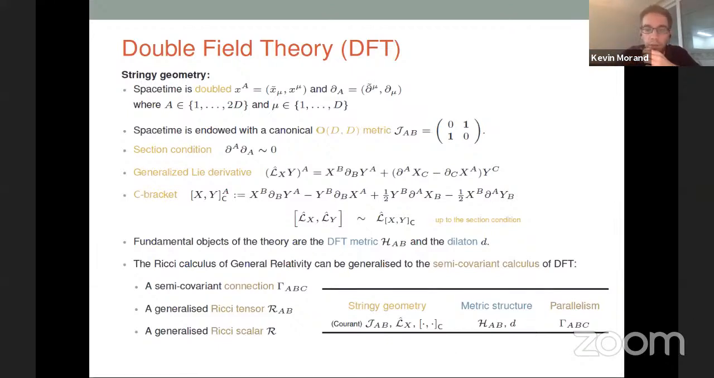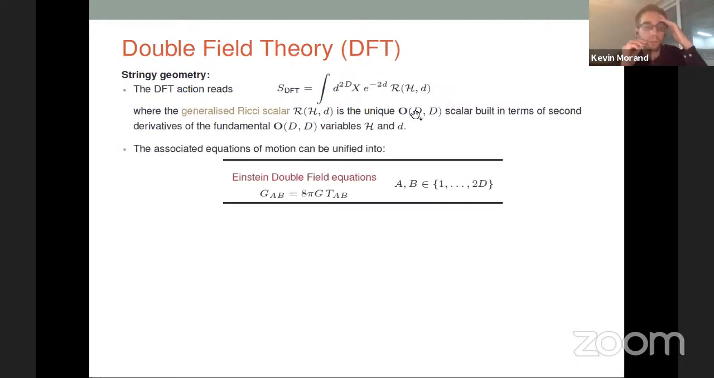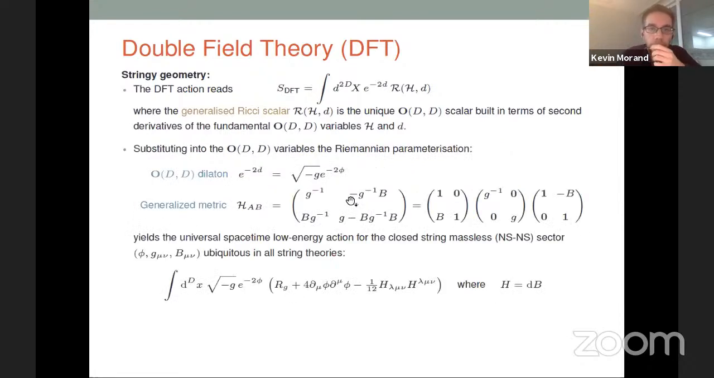Okay, let me say a word about the dynamics of the theory. So the DFT action reads as follows. It is built in terms of the fundamental fields, H and D. And it is also unique, in similar ways that the Einstein-Hilbert action is unique under some assumptions and number of derivatives. And the associated equations of motion can be unified, if we add some matter coupling to matter, into the so-called Einstein double field equations, where the indices are double indices, which generalize the Einstein equation.